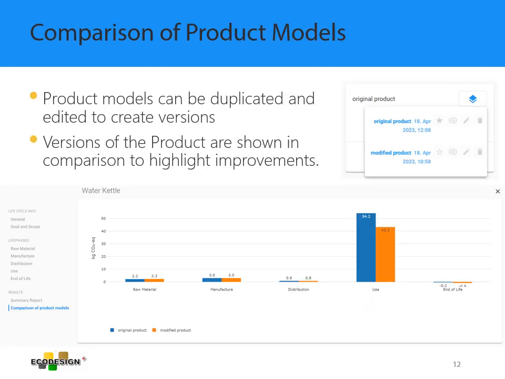EcoDesign Plus allows to create a new version of the current model by clicking on the stack symbol above the life calculation overview in the top right corner of the screen. The page Comparison of Product Models shows the PCF of all versions of the product in a diagram over the life cycle phases, allowing you to find the best potential for improvements easily.